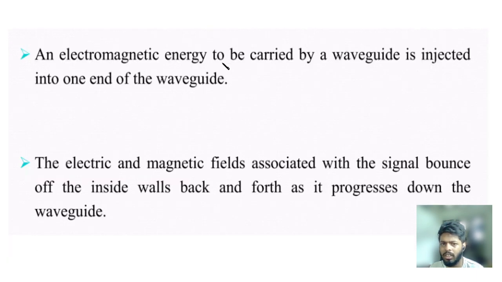The electromagnetic energy to be carried by a waveguide is injected into one end of the waveguide. The electric and magnetic fields associated with the signal bounce off the inside walls back and forth as it progresses down the waveguide.